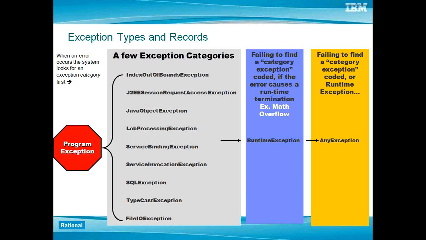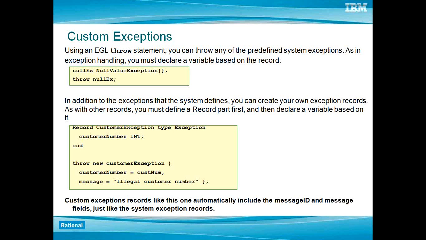Or we have another exception type given here, the J2EE session request access exception. For example, if you want to access a J2EE session request and the session has timed out, it can give you this type of exception. Same way we have other exceptions like SQL exception, file input output exception, typecast exception, or service binding exception. When we bind a web service, if there is some problem with the web service binding, it can give this type of exception.